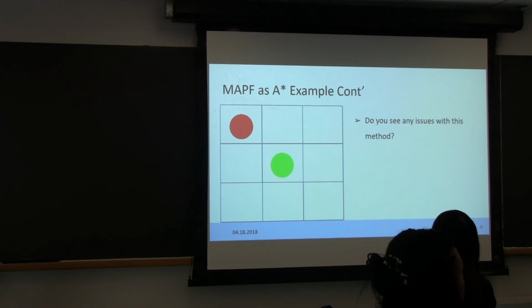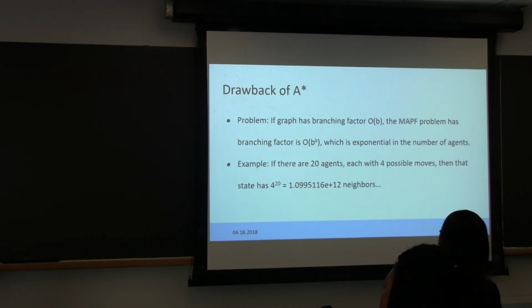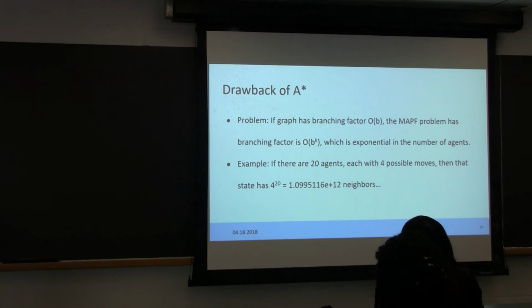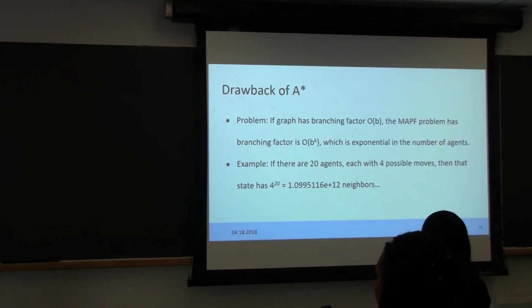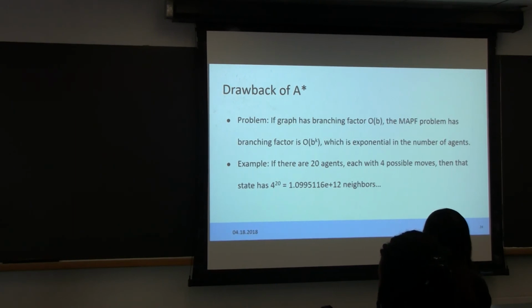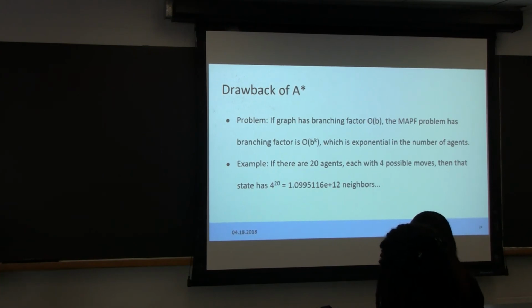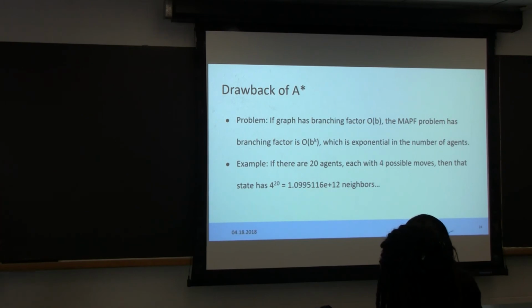Huge number of states. Yeah, exactly. So the big issue with using just A-star to solve a multi-agent pathfinding problem is if you have a branching factor of b, the graph alone has that, then the multi-agent pathfinding problem has branching factor b to the k, right? We saw that with just 2 agents, each state had 16 possible states, and that was already in the corner, so it could possibly be more depending on how big that graph is.